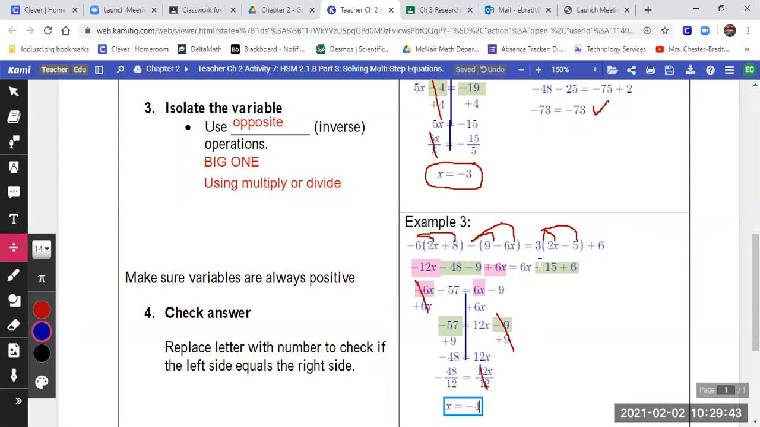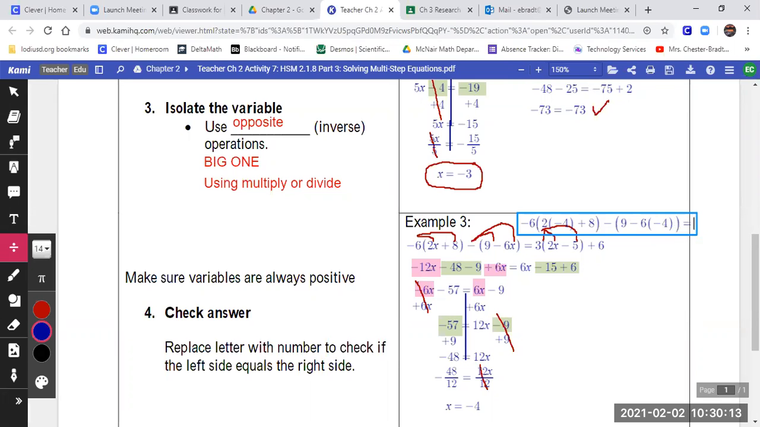So I have to take that negative 4 up into my original problem. So I'm going to go up here. Start it up here. I had a negative 6. I put in a 2 times a negative 4. And I have a plus 8. There's that first parentheses. Minus the parentheses of 9 subtracting 6 times the negative 4.